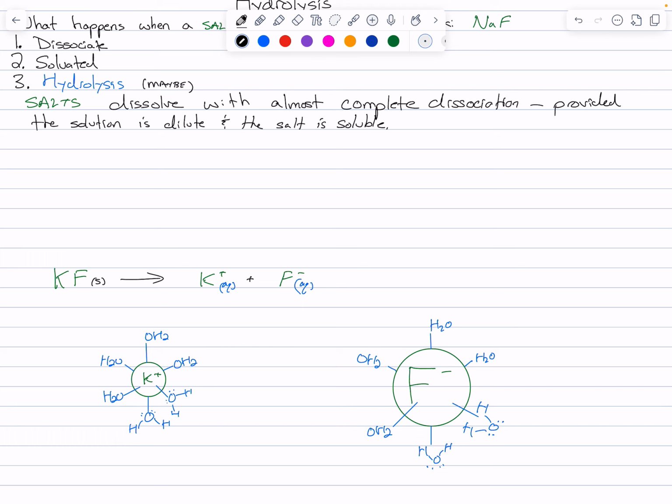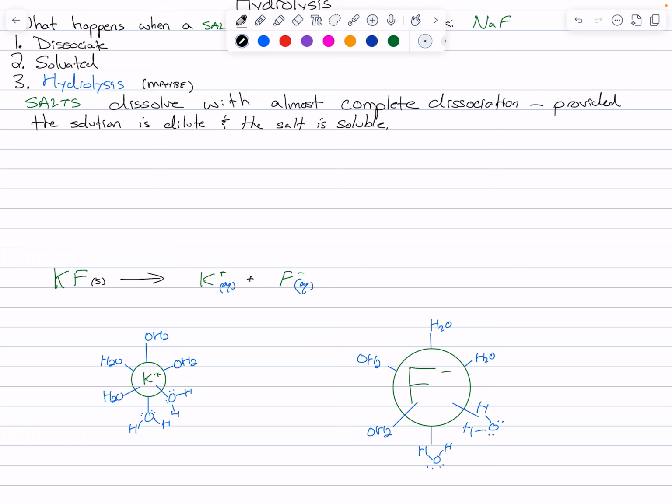It's around 35 grams per 100 grams of water at 25 degrees Celsius, I believe. And so we can't put more in there, right? So as long as you're below the solubility threshold for sodium chloride, and the salt's soluble, right? So if you put calcium carbonate, like your sidewalk chalk, in water, it's not going to dissolve, all right?